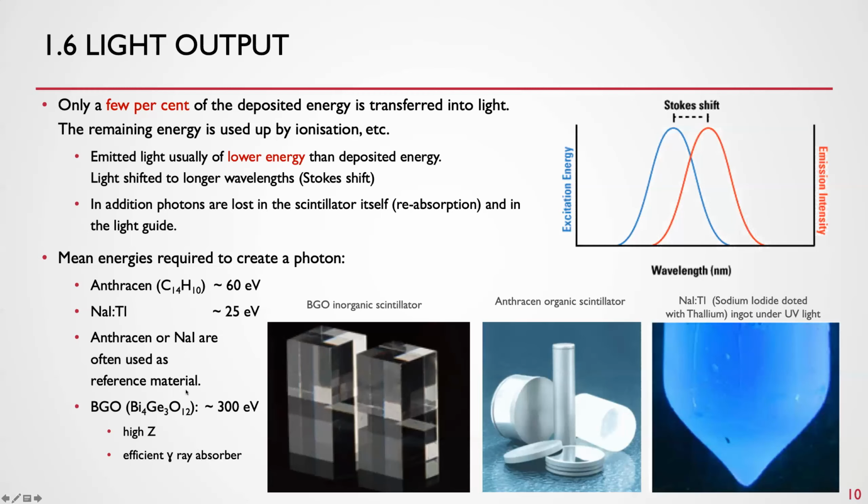BGO is a compound crystal with 300 electron volts. The advantage here is that this is a very high Z material, which is an efficient photon absorber. So in case photons, or electromagnetic interactions, are a priority, this crystal is a tool of choice. The problem with BGO is that it's very sensitive to temperature changes. Okay, so here anthracene, an organic scintillator. BGO is inorganic. Sodium iodide doped with thallium, that's this example, under UV light shows this nice characteristic bluish color.